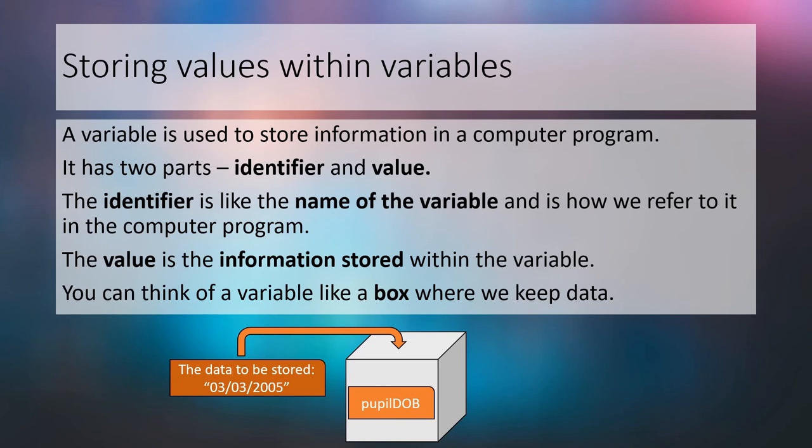You can think of an identifier like the name of the variable or a label on a box. It should be meaningful and describe what the data is holding. For example, if you're holding the date of birth of a pupil, you should call the variable pupil date of birth. A variable also has a value, and this is the data that is going to be stored. In the previous example, the variable with the identifier pupil date of birth might have the value 03/03/2005.